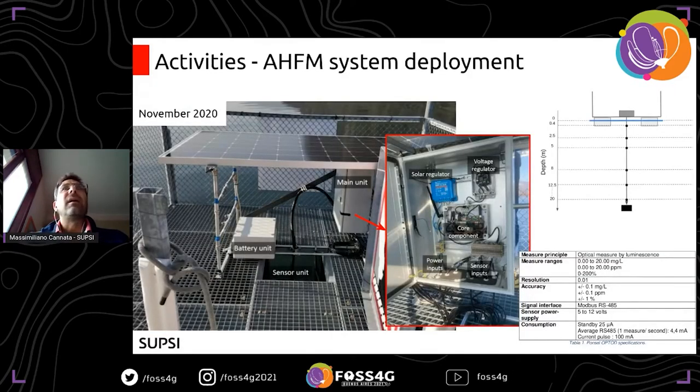This is the small platform that we have deployed in the field. You can see there is a solar panel that provides energy with a battery unit for backup, and then the main unit with the Raspberry Pi in the center, a solar regulator, a voltage regulator, and so on. And I repeat, all of this is built using commonly available pieces on the market, and is fully replicable.